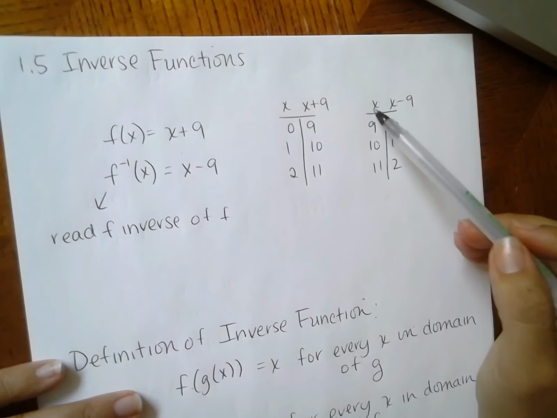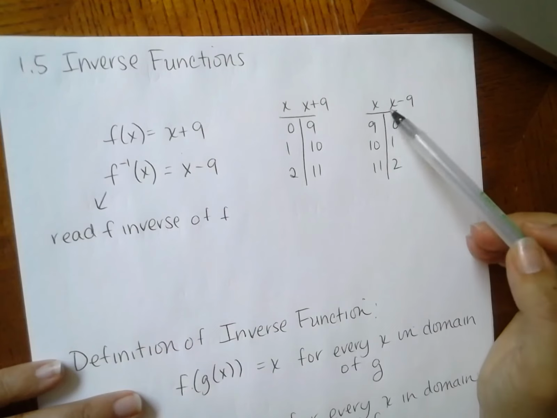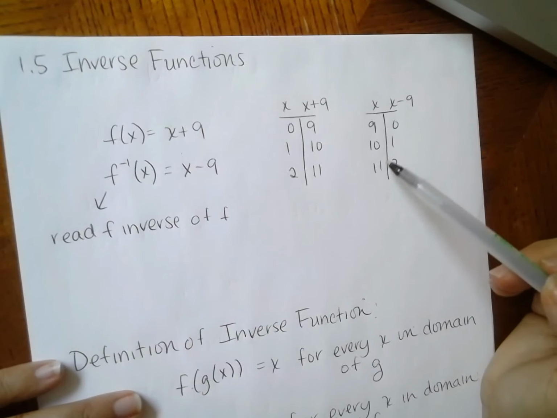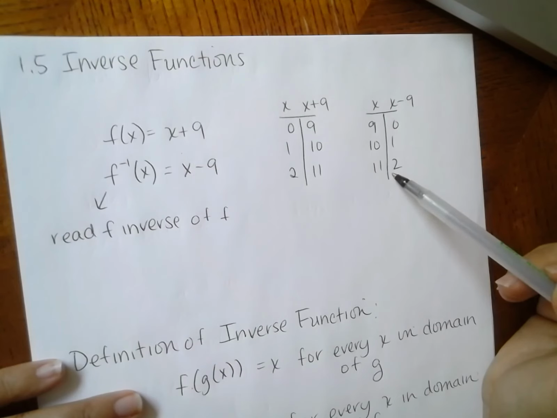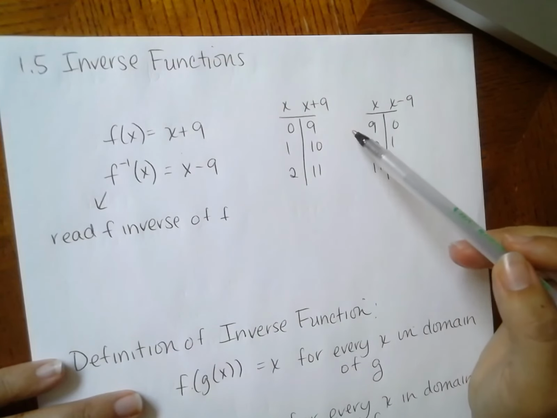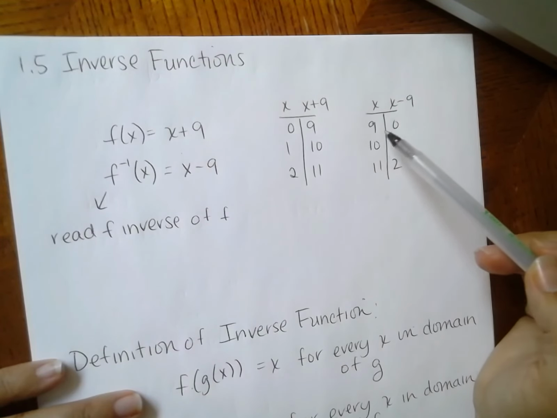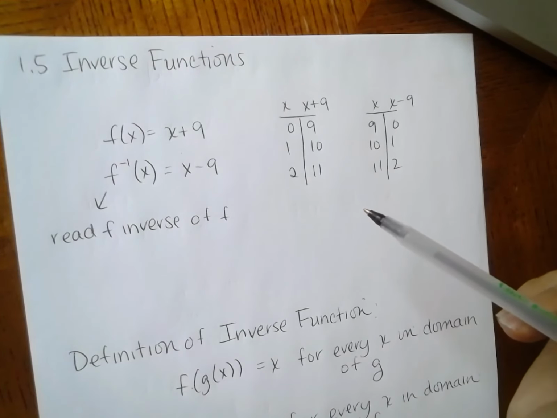So when I plug in 9 for x, I get 9 minus 9, which is 0. When I plug in 10 for x, I get 10 minus 9, which is 1. And 11 gives me 2 back. Because f takes 0 to 9, and my f inverse takes 9 back to 0, we say that f and g are inverses. This is an example of what inverses do.